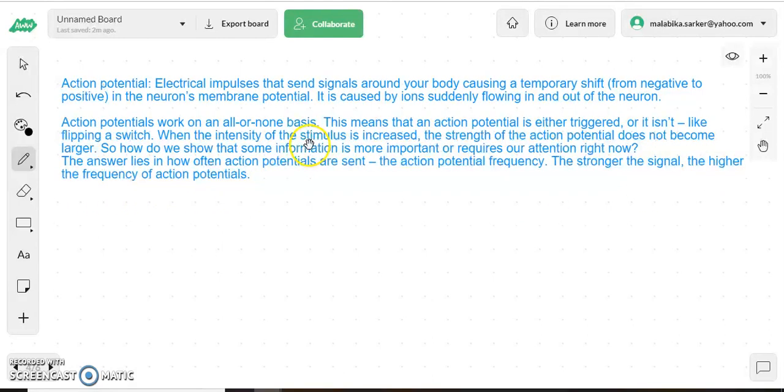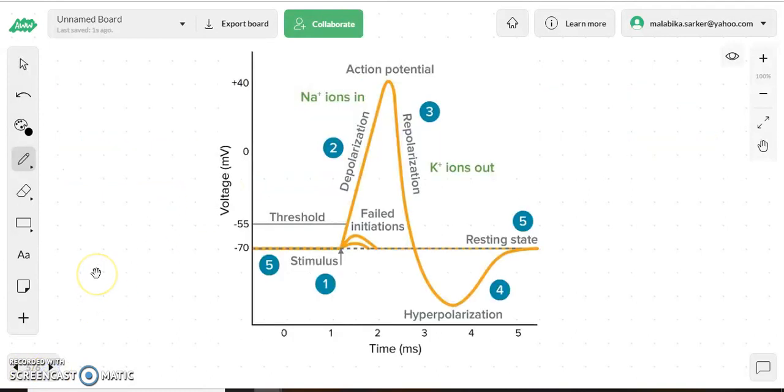So if the stimulus is increased in strength, the strength of the action potential does not increase, rather it is the frequency of the action potential which increases. And at last we will just look at this graph and I will explain this graph to you. This is very important. This is the graph for the action potential. And this actually gives the whole experimentation.